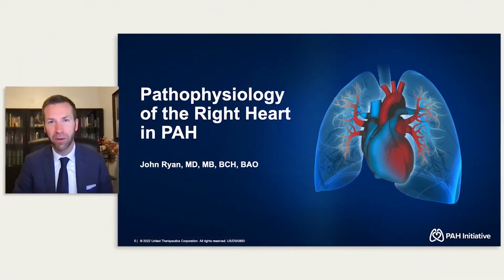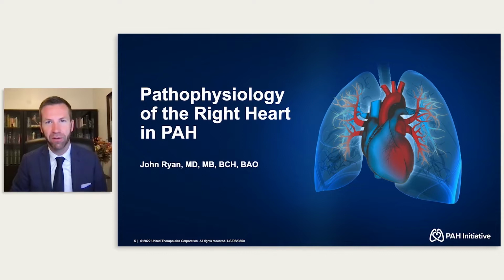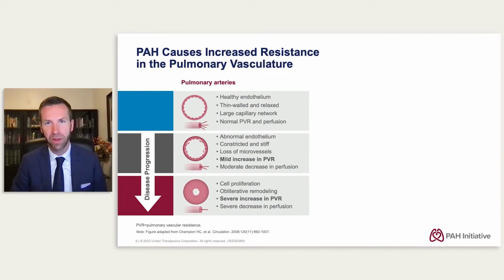So the particular focus that I'm going to have is the pathophysiology of the right heart in pulmonary arterial hypertension. We all know that pulmonary arterial hypertension causes increased resistance in the pulmonary vasculature. You go from a healthy endothelium, thin-walled and relaxed pulmonary artery, and a large capillary network that produces a low volume, normal pulmonary vascular resistance, and normal perfusion within the lungs, specifically within the pulmonary arterial system of the lungs.